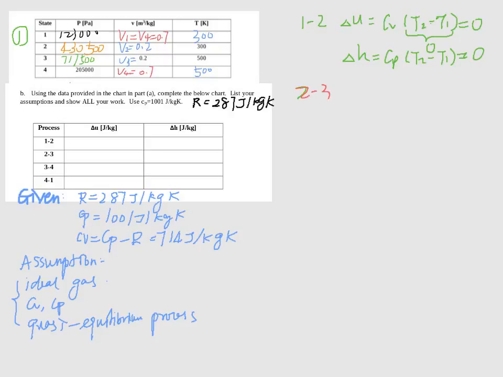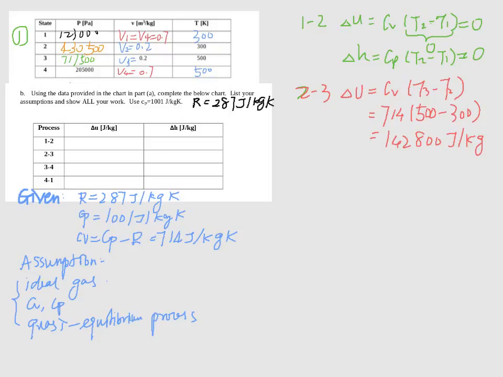So let's take a look at 2 to 3. So internal energy, delta U, is Cv delta T. In this case, it's going to be T3 minus T2. Okay, we know Cv is 714. T3 from table 1, it is 500 minus T2, 300, K. This will give us 142,800 joule per kilogram.